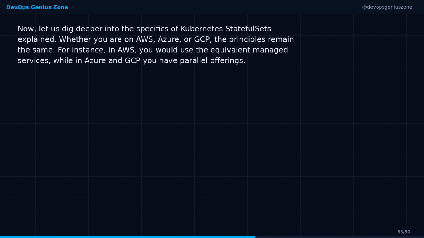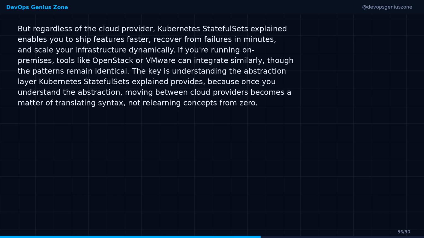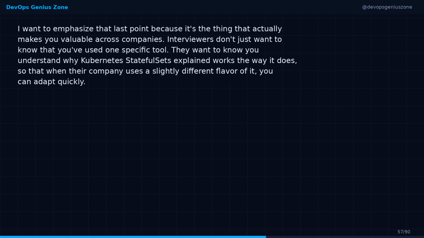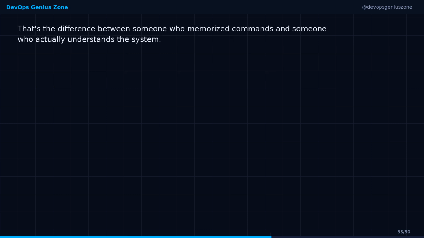The key is understanding the abstraction layer Kubernetes StatefulSets explained provides, because once you understand the abstraction, moving between cloud providers becomes a matter of translating syntax, not relearning concepts from zero. I want to emphasize that last point because it's the thing that actually makes you valuable across companies. Interviewers don't just want to know that you've used one specific tool. They want to know you understand why Kubernetes StatefulSets explained works the way it does, so that when their company uses a slightly different flavor of it, you can adapt quickly. That's the difference between someone who memorized commands and someone who actually understands the system.